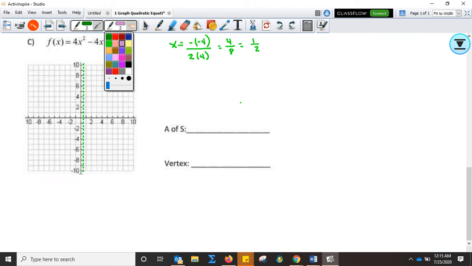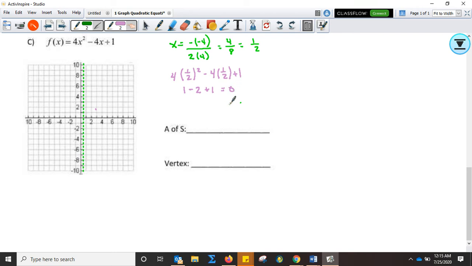So to find my vertex, I'm going to plug that in. So we have 4 times 1/2 squared minus 4 times 1/2 plus 1. So 1/2 squared is going to be 1/4. 4 times 1/4 is 1. Minus 4 times 1/2 is 2. Plus 1. So 1 minus 2 is -1 plus 1 is 0. So my vertex is 1/2, 0.